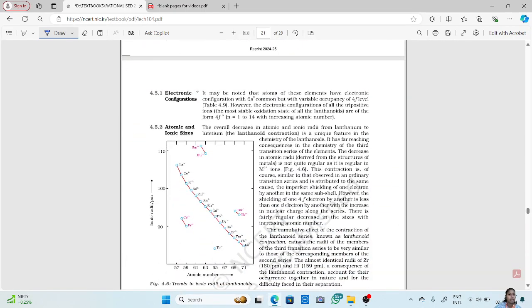Let's see the electronic configuration. It may be noted that atoms of these elements have electronic configuration with 6s2 common, but with variable occupancy of the 4f level. However, the electronic configuration of all the tripositive ions, the most stable oxidation state of the lanthanides, are of the form 4fn, where n can be 1 to 14 with increasing atomic number.